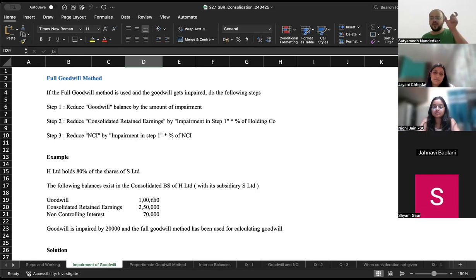Correct. So fair value of consideration paid, it could be cash, or it could be cash plus share, or it could be only share consideration. To that you will add fair value of non-controlling interest, which will be given in the question, less fair value of net assets of subsidiary at acquisition date.